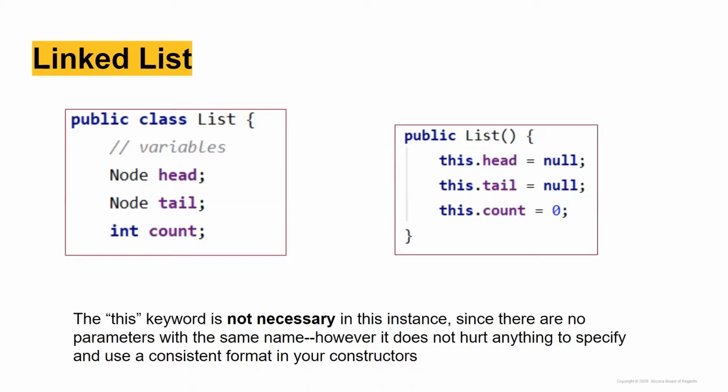And just a little bit of a disclaimer, the this keyword is not entirely necessary in this instance because there's no parameters with the same name as the class variables, which is why we use the this in the first place. However, I think it's good just to be really clear with your code to make sure that people understand that when you say this.head, you mean the head variable for that object, not the head variable of the class in general, and so on and so forth for tail and count. All right.